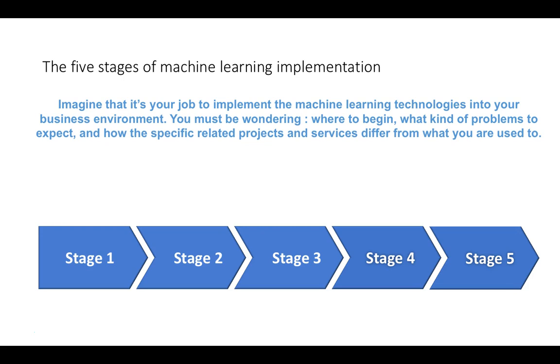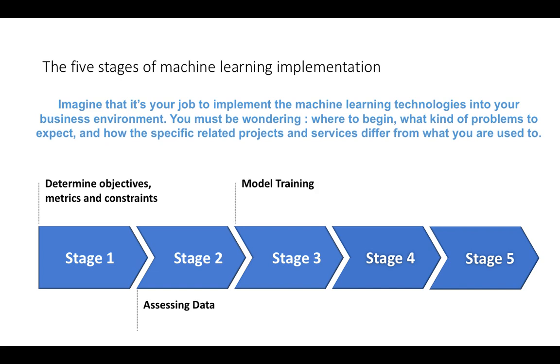So the 5 stages are: the first stage is determine objectives, metrics, and constraints. It's a very important first step. You have to do that. Stage 2 is assessing data. All the data pre-processing activities are very, very important. These are uncommon in our conventional projects. And stage 3 is the model training. Again, this is also something we don't do in typical software development projects.